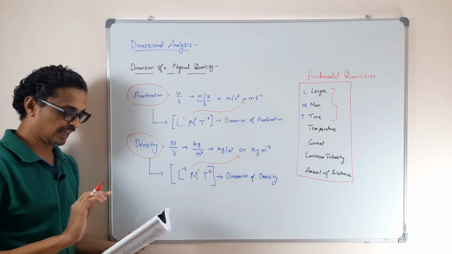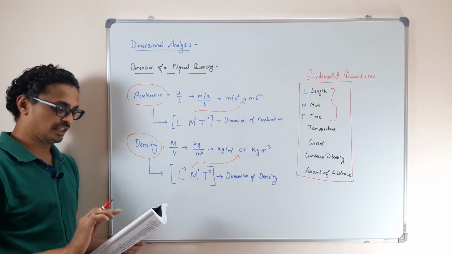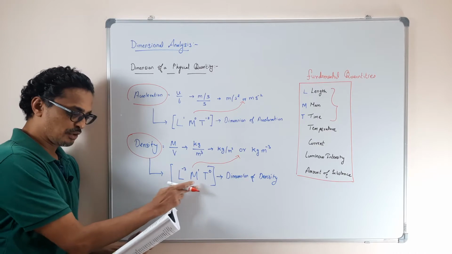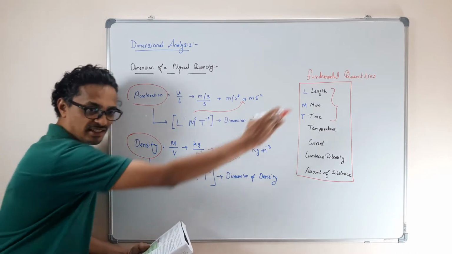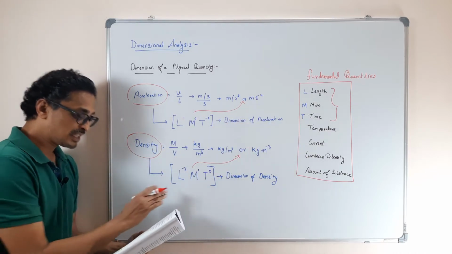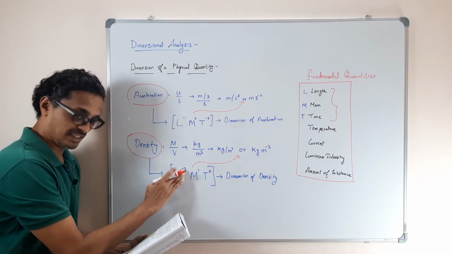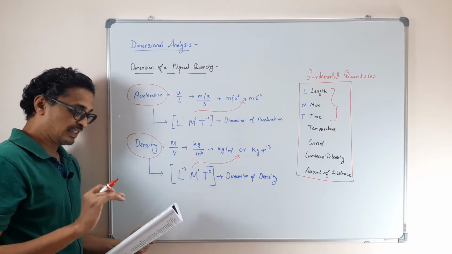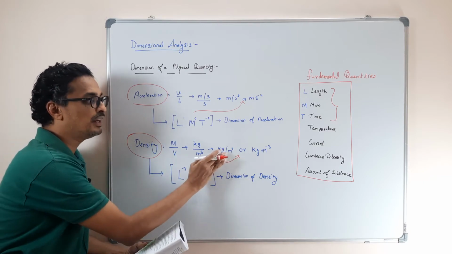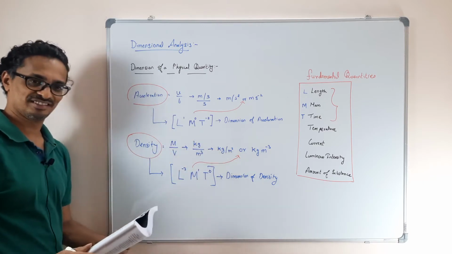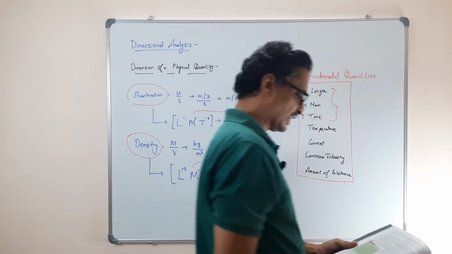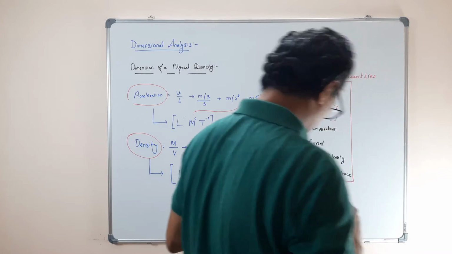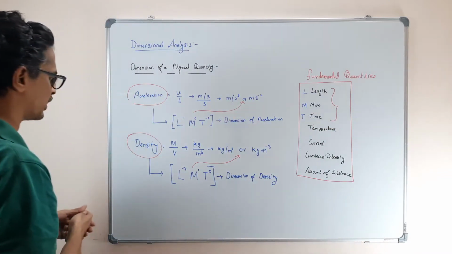Okay, so I read the line again. The dimensions of a physical quantity are the powers to which the concerned fundamental units, these are the fundamental units, must be raised. What's the power? Minus 1, L to the minus 3, 1, 0. Must be raised in order to obtain the unit of that physical quantity. You got it? And that's what your dimension is. So I gave an illustration of acceleration and density.